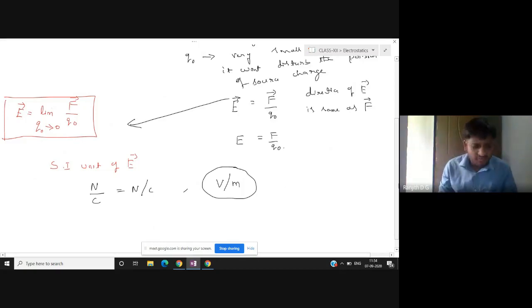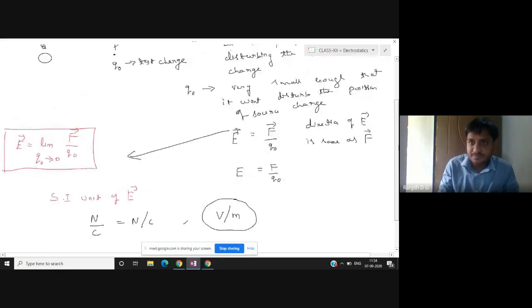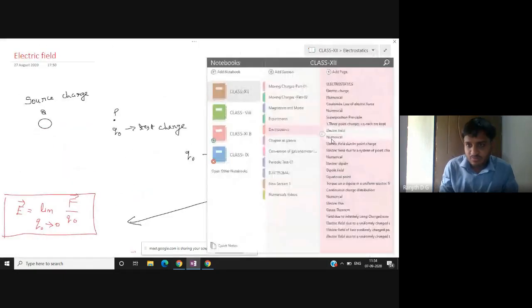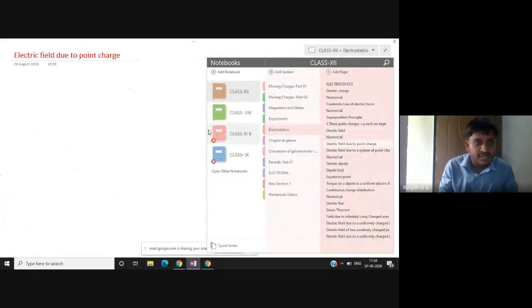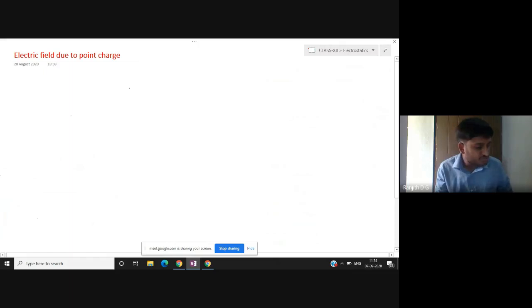Now, I will go for another important thing: let us see how we can express the electric field of a point charge. I'll go for another slide. So, electric field of a point charge.